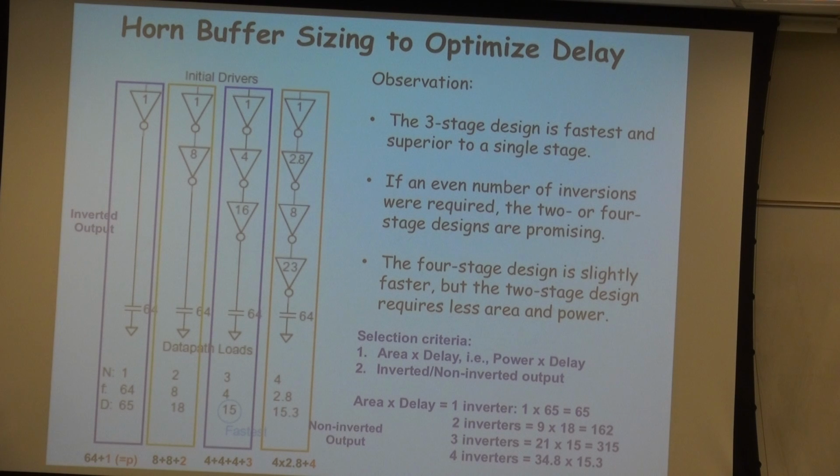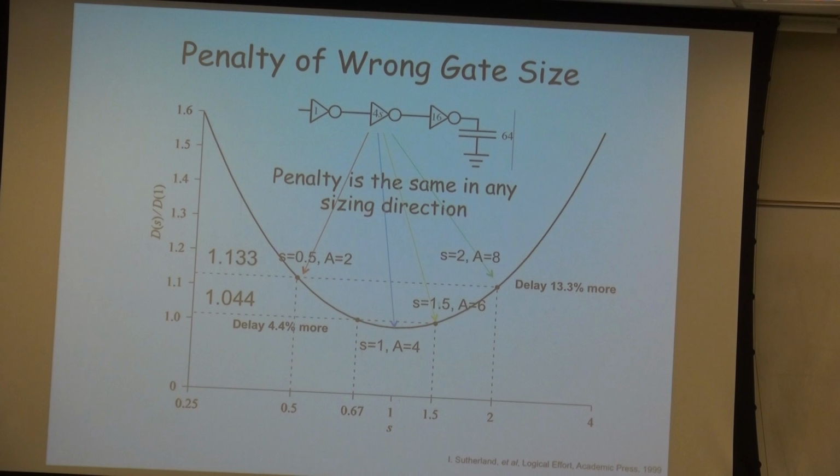So this type of dilemma the designer has to face. The designer draws a curve like this and finds out that if this is 1, this is 16, then how do I size the middle inverter? If I use 4, then path F4 will be identical and will be minimum. So it will be here. But if I use 8, then the delay will be 13.3% more.